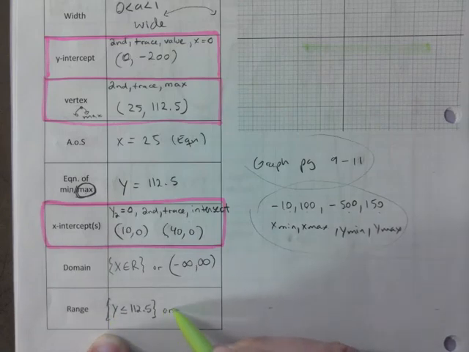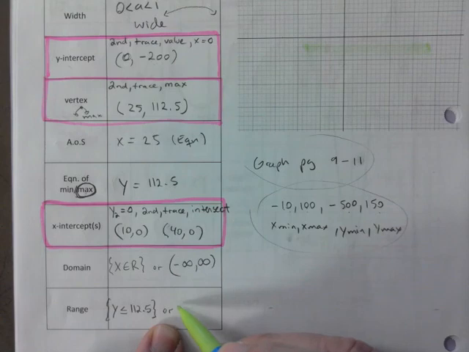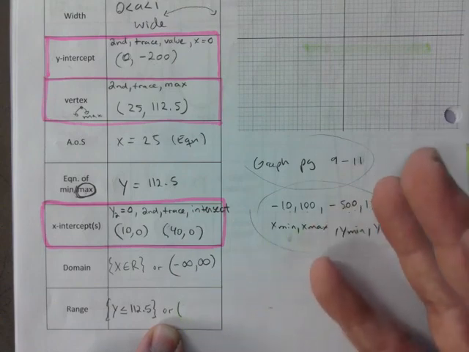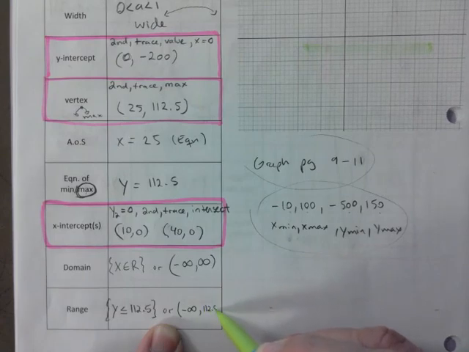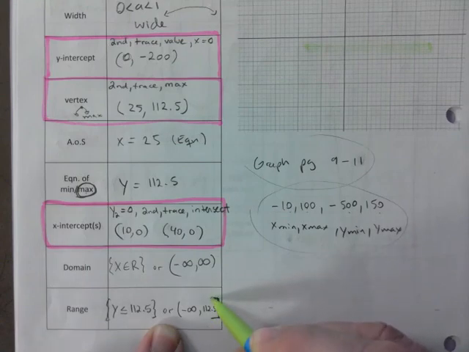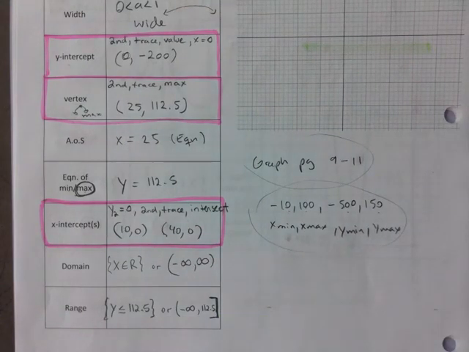Or, this one is always tricky. So you're going to have a good study sheet for this one to help you out. This would be negative infinity all the way to 112.5, square bracket. And you're going to have to practice that. That's just how it goes.